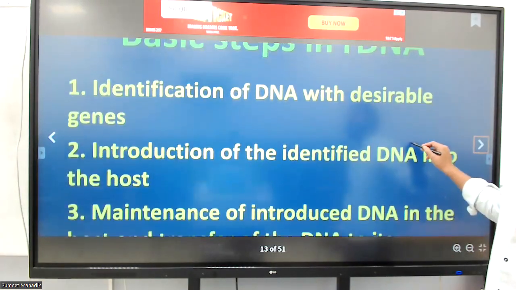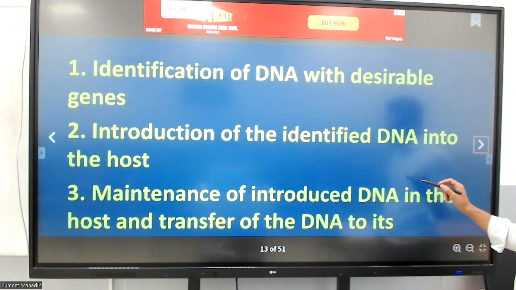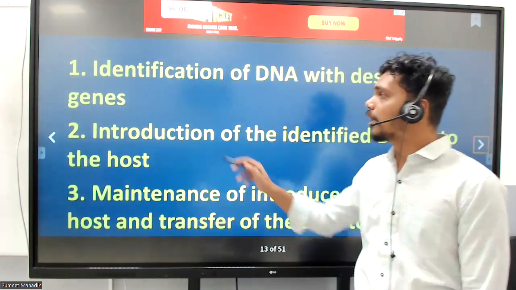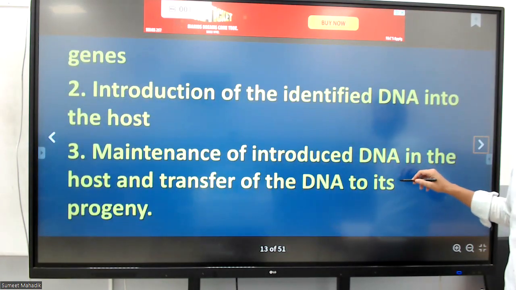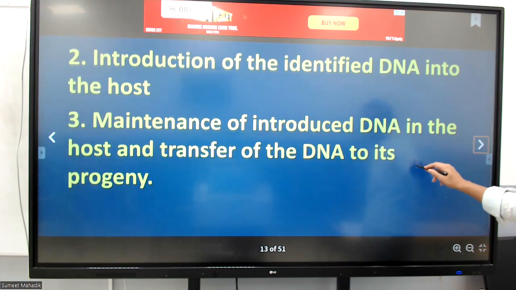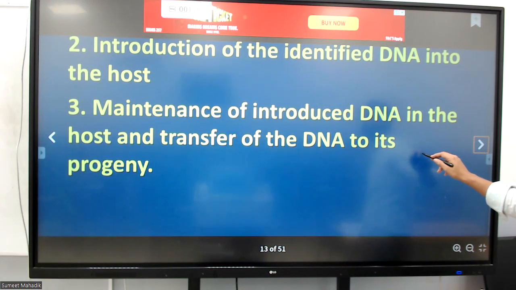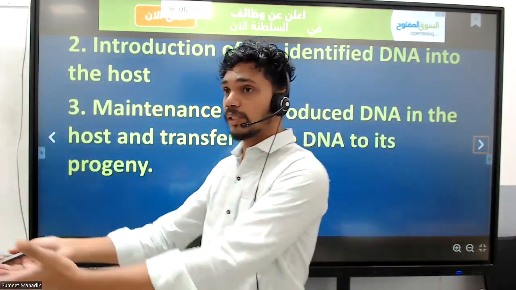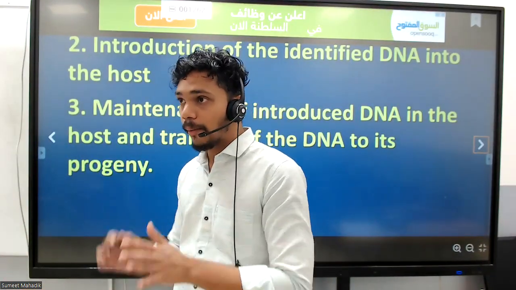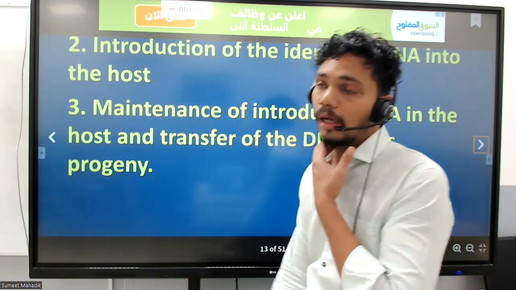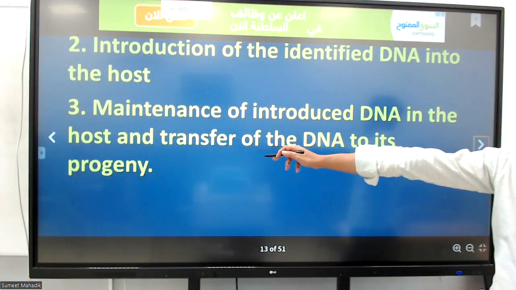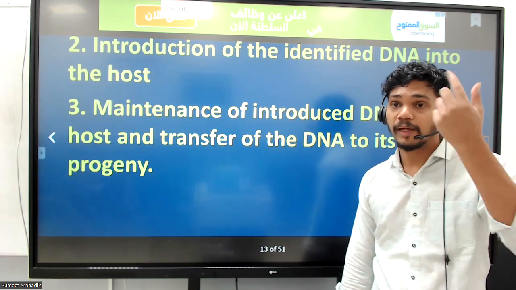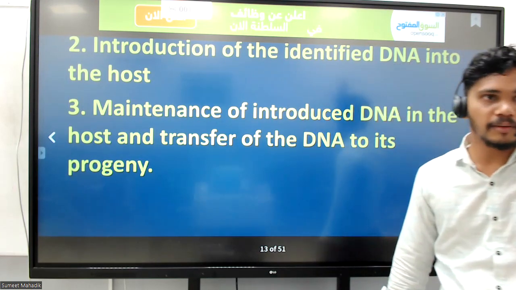Now, basic steps: identification of DNA with desirable genes. See, again, I keep on repeating the same things, but now we go into a little more detail. Introduction of the identified DNA into the host, maintenance of the introduced DNA in the host, and transfer of the DNA to its progeny. What is progeny? Give time to progeny, meaning what? Reproduction. Okay, progeny. Reproduction will be there. So once the reproduction happens, it will carry the infected, or we can say recombinant DNA.